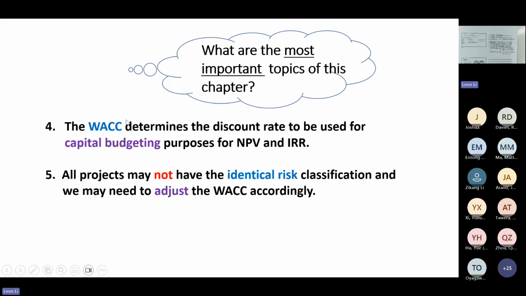And when I use the weight, we need to address the issue of risk. Because all projects may not have identical risk, and we need to adjust the rate accordingly. Okay, we went through the review very quickly, but I hope I made my expectation clear. If you have any question, you are welcome to discuss with me after the class.